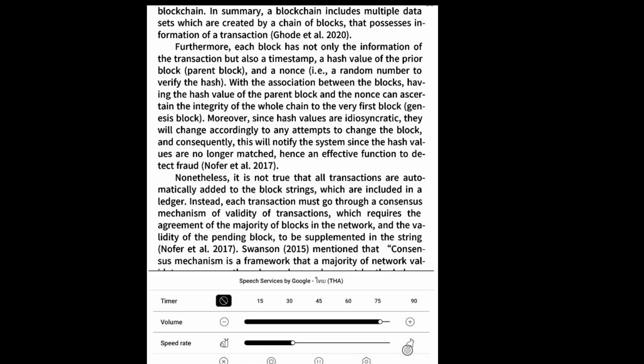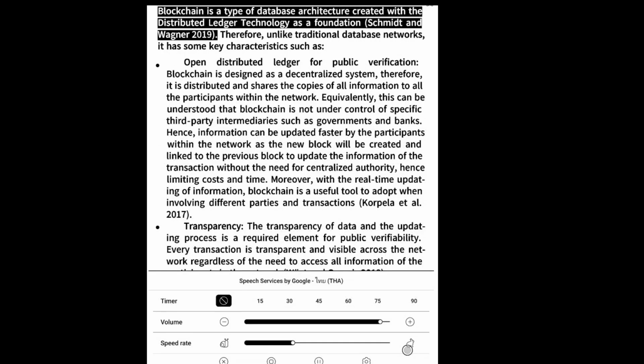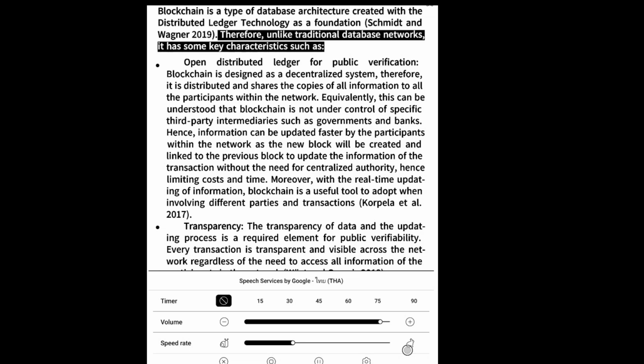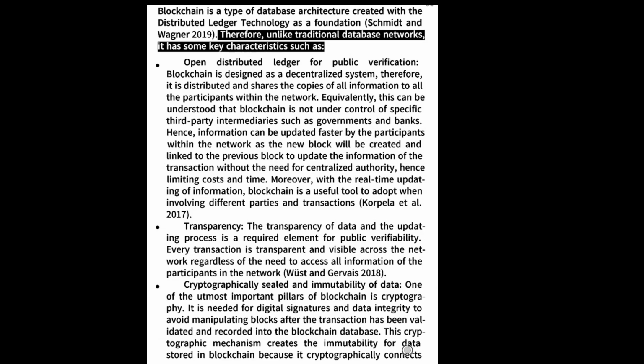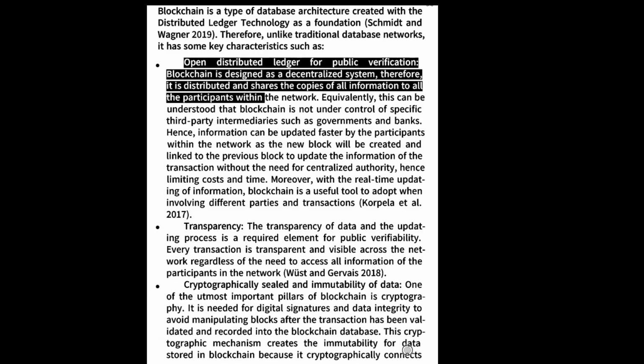2.2.2 Characteristics of blockchain. Blockchain is a type of database architecture created with distributed ledger technology as a foundation (Schmidt and Wagner, 2019). Therefore, unlike traditional database networks, it has some key characteristics such as an open distributed ledger for public verification. Blockchain is designed as a decentralized system; therefore, it is distributed and shares copies of all information to all the participants within the network.